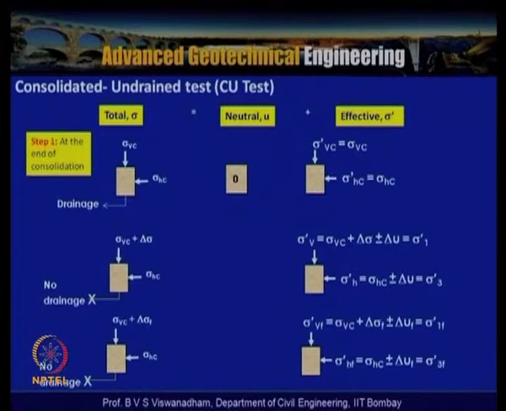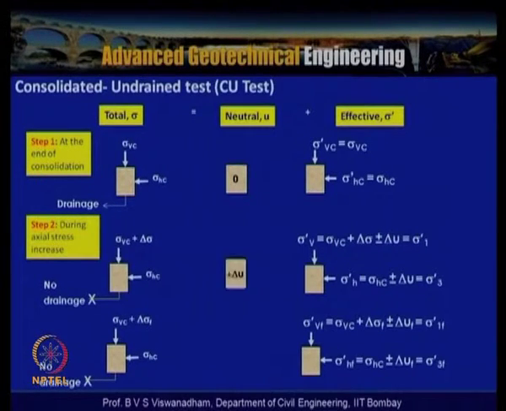Then the effective stress is sigma dash Vc equal to sigma Vc, and sigma dash Hc equal to sigma Hc. During the axial stress increase the pore water pressure can be plus or minus delta u, it can be positive or negative. Depending upon that, the changes are sigma dash V equal to sigma Vc plus delta sigma plus or minus delta u, which is sigma 1 dash, and sigma dash H equal to sigma Hc plus or minus delta u, which is sigma 3 dash.